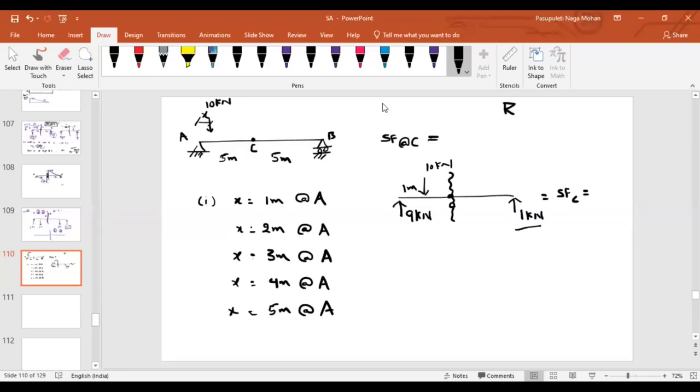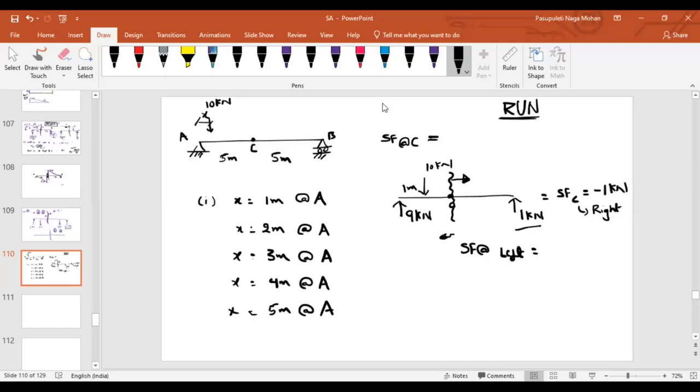If you are looking from the right side, if there is a force in the upward direction, we have to consider it as negative. So if I look into the right side, I am having only one force, that is 1 kilonewton. As it is upward, I can say my shear force at point C is minus 1 kilonewton. This is what I found from the right side. In the same way, find it out by looking into the left side.